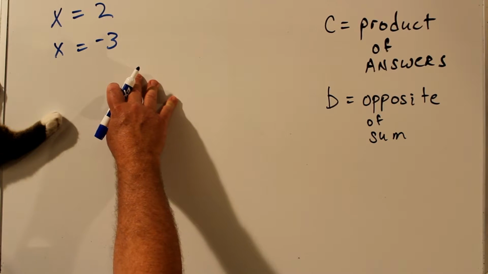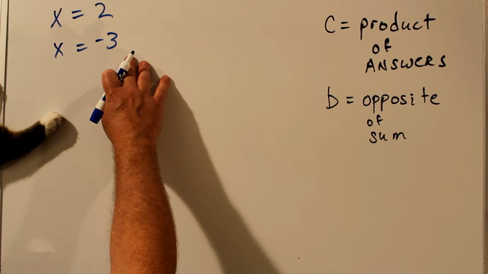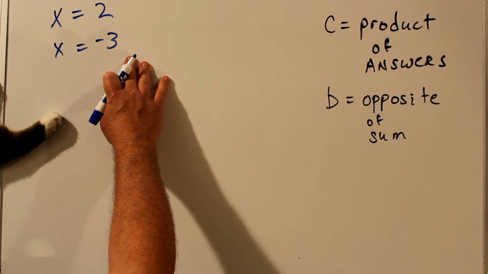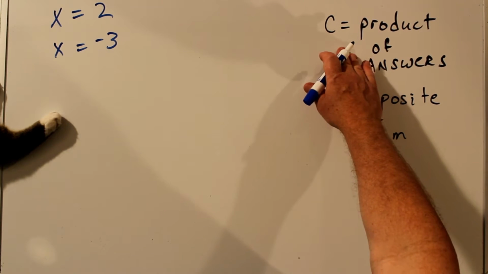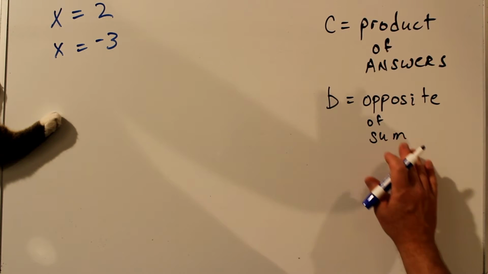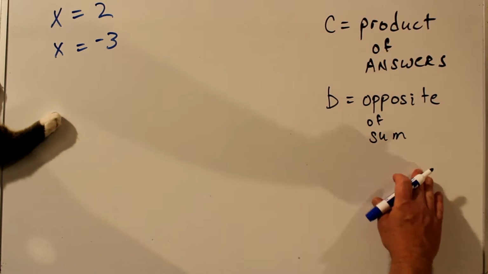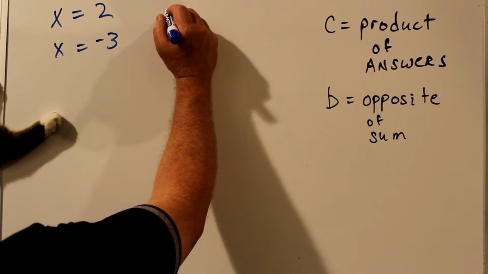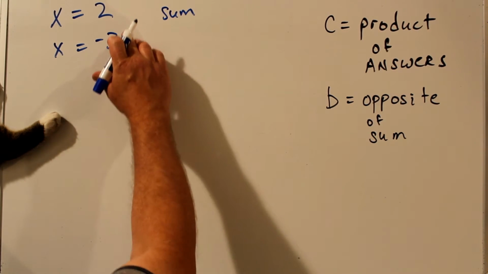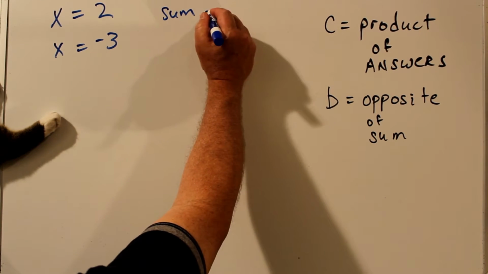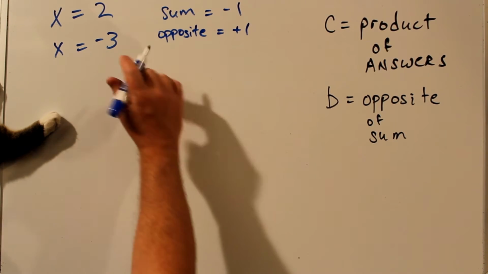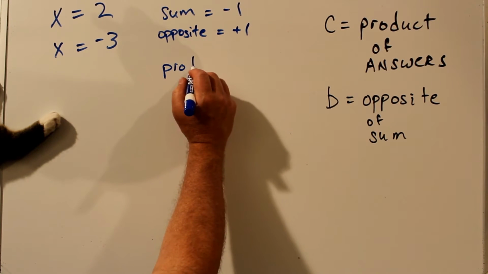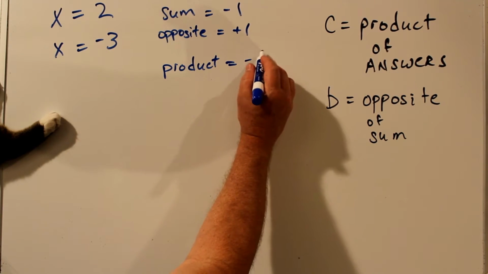Suppose the answers to our quadratic equation were x equals 2 and x equals minus 3, and we were asked to find the quadratic equation. Given this shortcut, c equals the product of the answers and b equals the opposite of the sum, let's find the sum of these two numbers. 2 plus minus 3 is minus 1, and the opposite of the sum is plus 1. And then the product of these two numbers, 2 times negative 3, is negative 6.